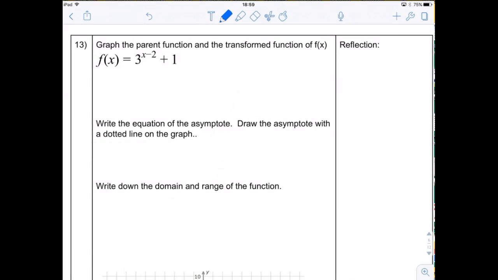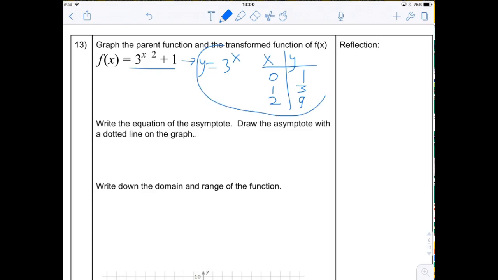Page 6. Graph the parent function and the transform function of f of x. And remember, this is the exponential function with the base of 3. Okay? And if we would like to draw the parent function, one of the easiest ways, I think, is to make a little table and then put some values in for x. And then you say, okay, the parent function for this is y equals 3 to the x. So I'm going to plug numbers in, 0, 1, and 2, for x to see what I get. Well, 3 to the 0 is 1, 3 to the 1 is 3, and 3 to the 2 is 9. Okay, so these are three values I could use for graphing the parent function.